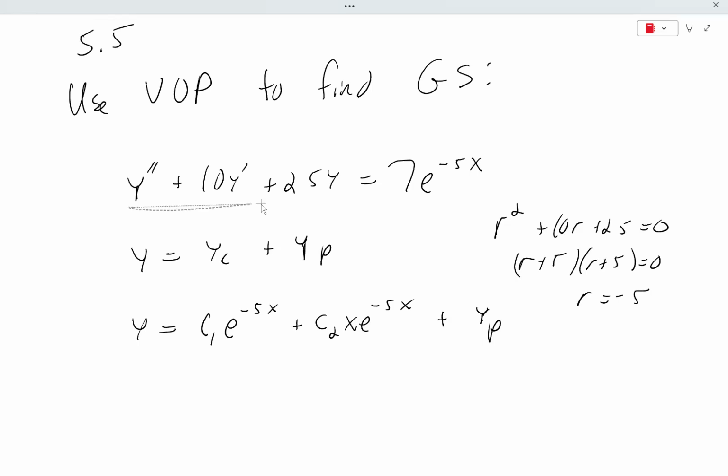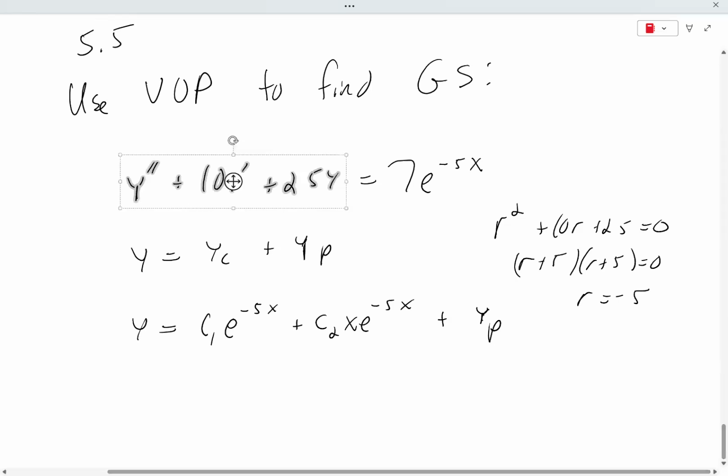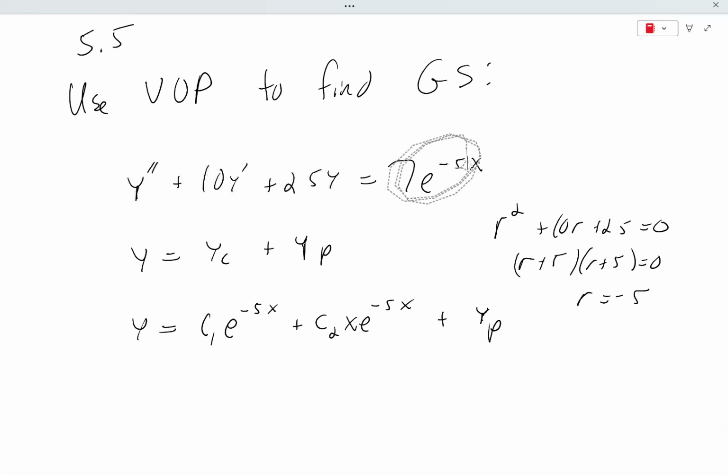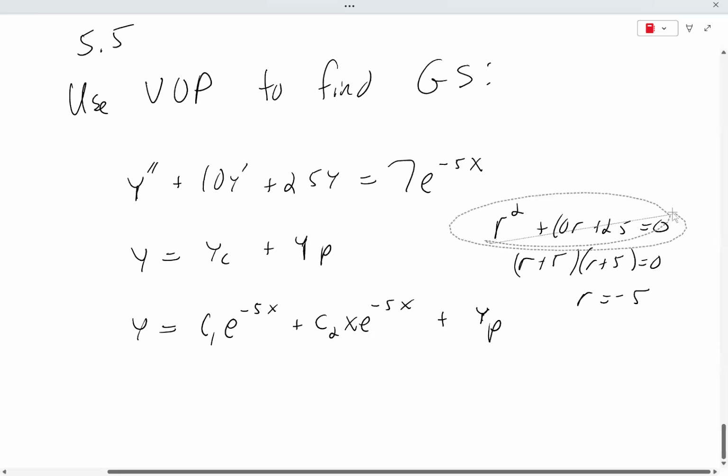You see, for the characteristic part, this here. Okay, you put 0 over here, right? To find that. Okay, for this thing here. So you get this right here, right? R squared plus 10r plus 25. So when you go to factor it, it's r plus 5, r plus 5. So you get r equal negative 5. It's repeated, right?